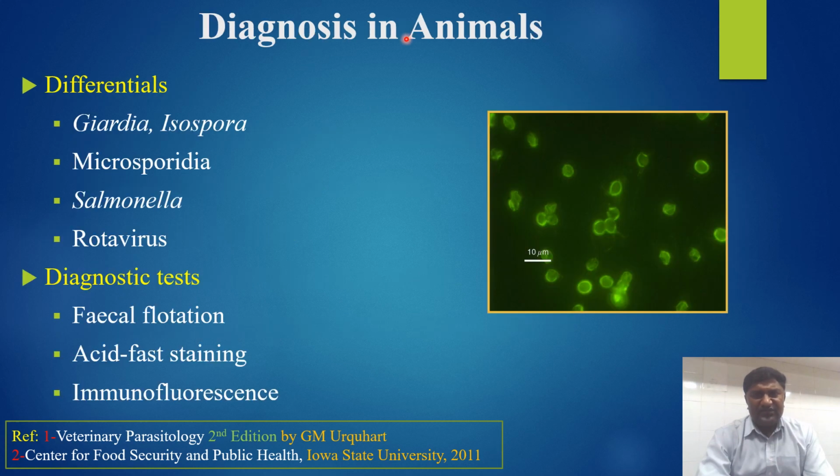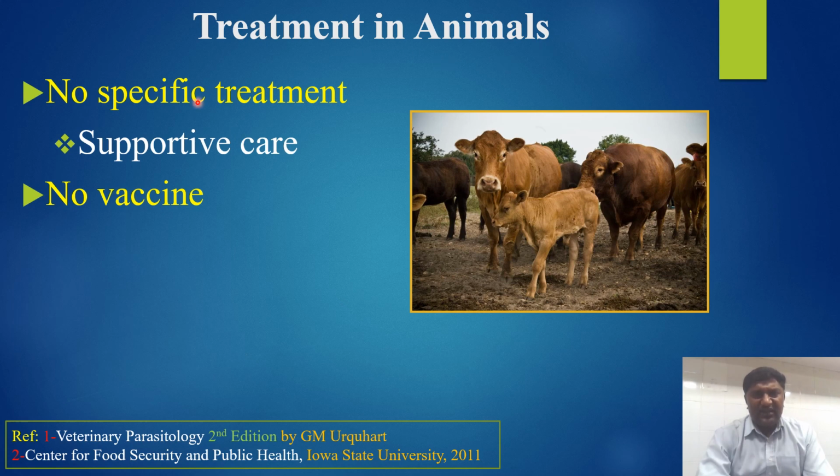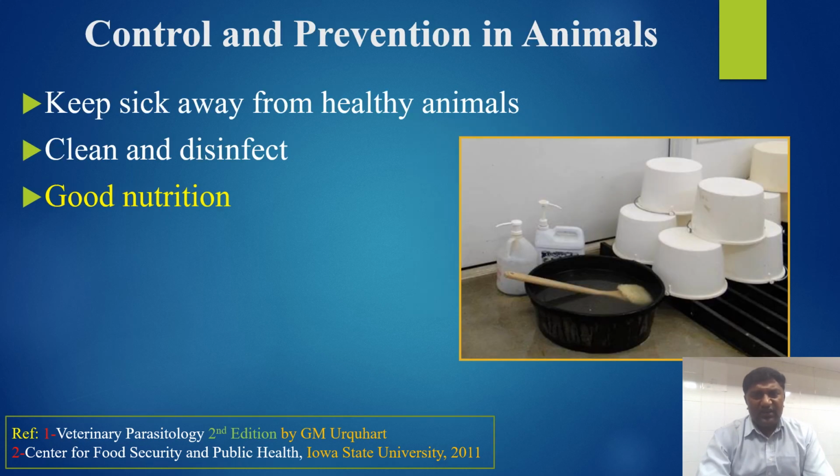For diagnosis in animals, you can differentiate from Giardia, Isospora, Microsporidia, Salmonella, and Rotavirus. The diagnostic tests are fecal flotation, acid-fast staining, and immunofluorescence. For treatment in animals, there is no specific treatment, only supportive care, and there is no proper vaccine. Control and prevention in animals: keep the sick away from healthy animals, clean and disinfect the pots, and give good nutrition.